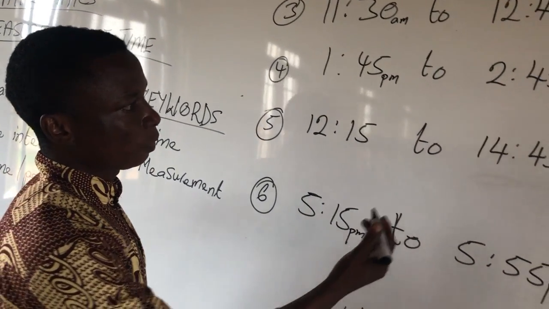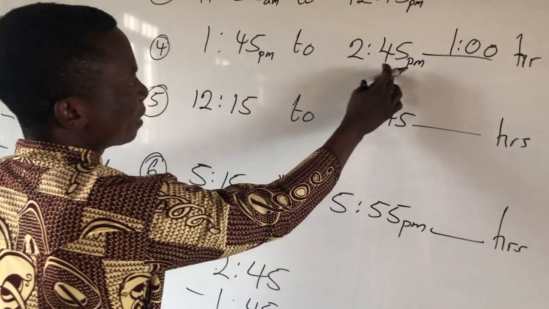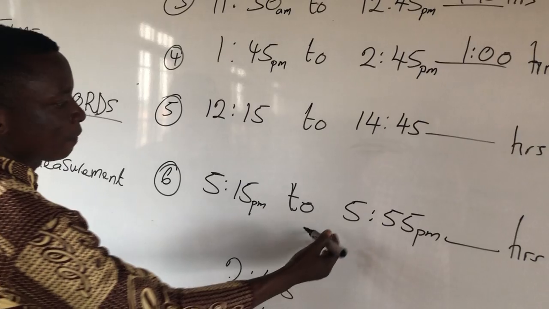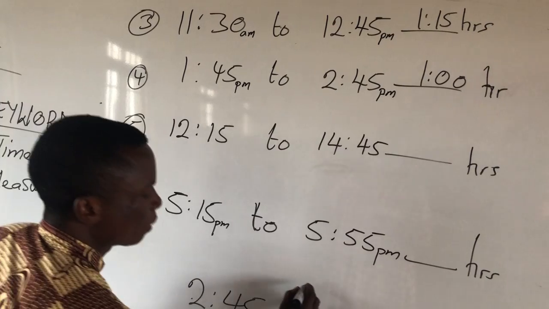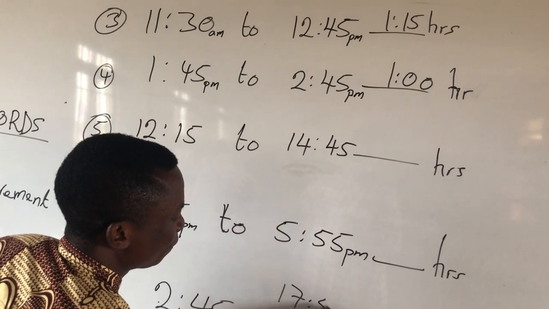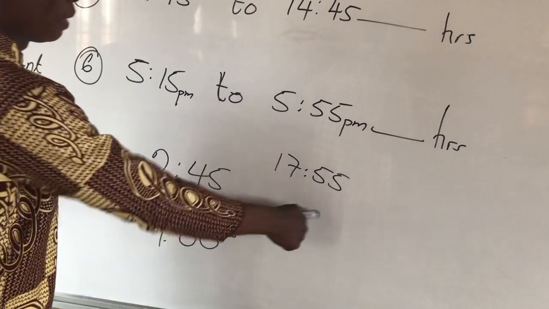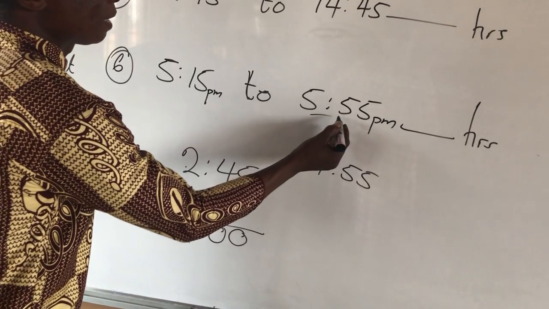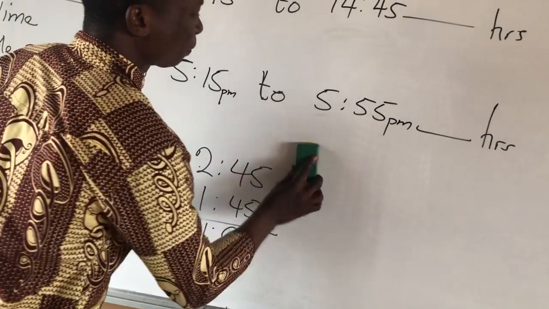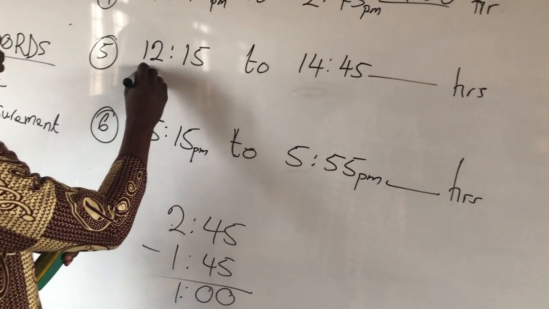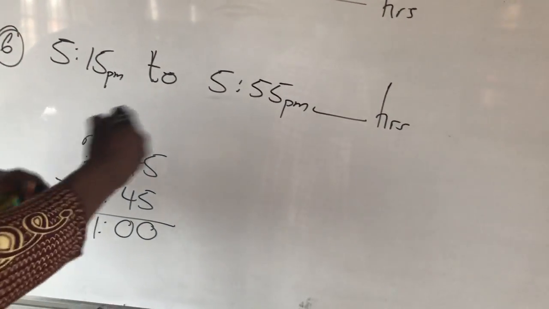So when this one is telling you that it is in 24 hours, when you have it like this, it is in 24 hours. When it is 17:55, it is telling you the measurement is taken in 24 hours on a clock. But when it is like this, it is only read as 12 hours. All right, let's continue. So this is 12:15 to 14:45, which is 2:45. So let's quickly do that.